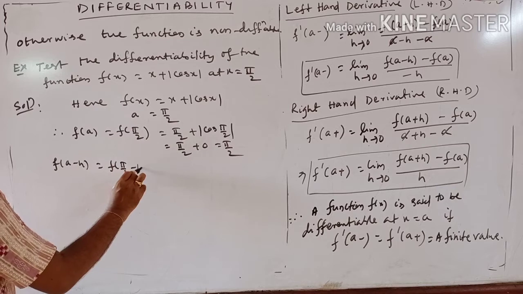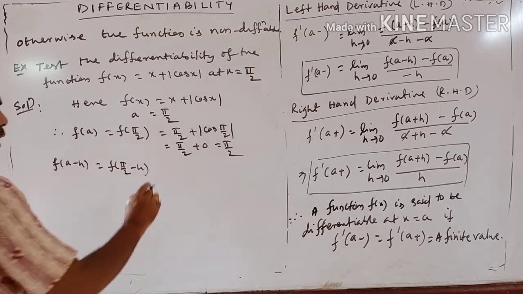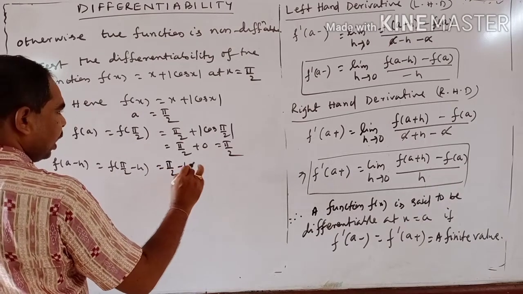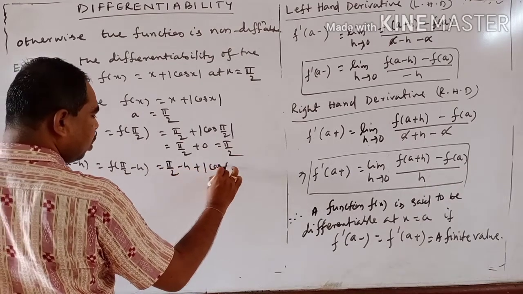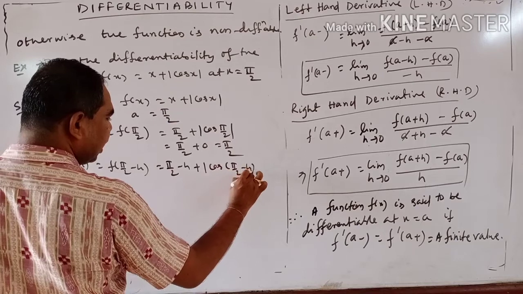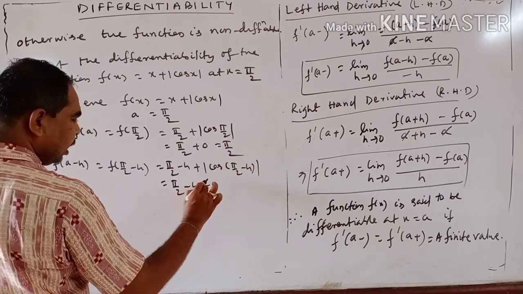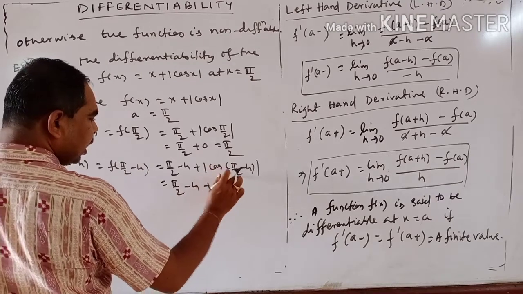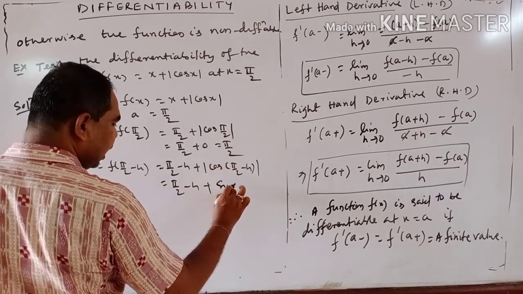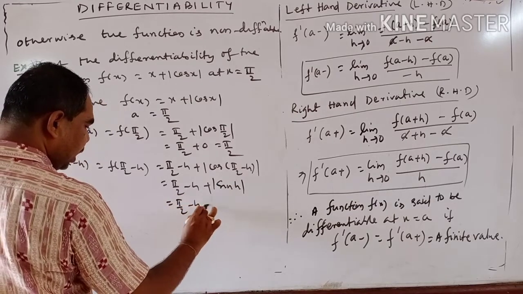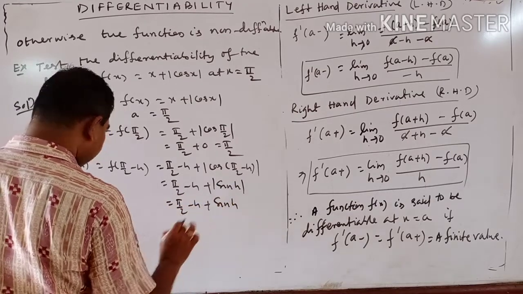Next f of a minus h, that is f of pi by 2 minus h, is equal to put x is equal to pi by 2 minus h plus mod of cos of pi by 2 minus h. So is equal to pi by 2 minus h plus cos of 90 minus theta means sin theta. So sin h is the mod. So is equal to pi by 2 minus h plus sin h.